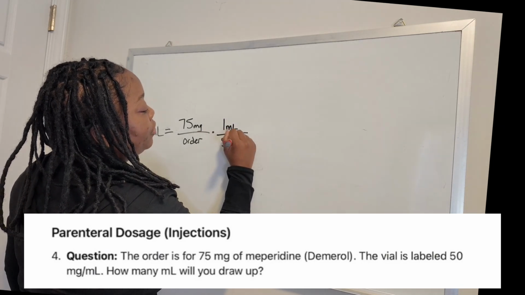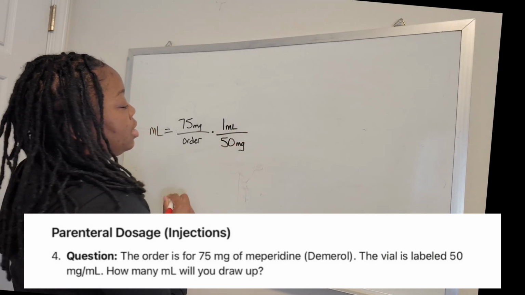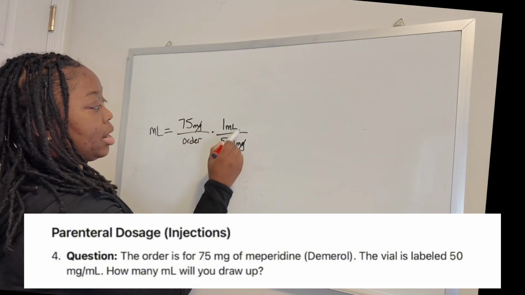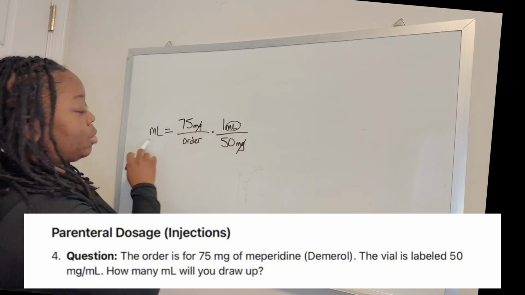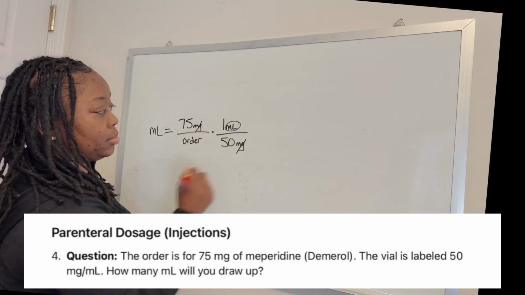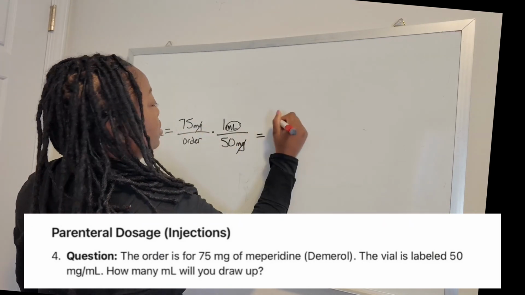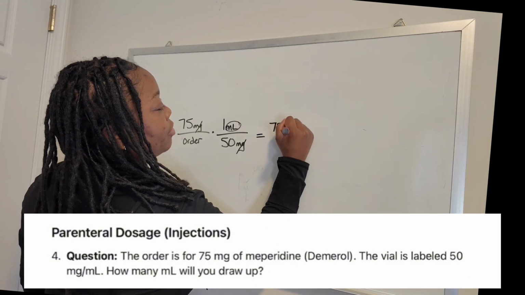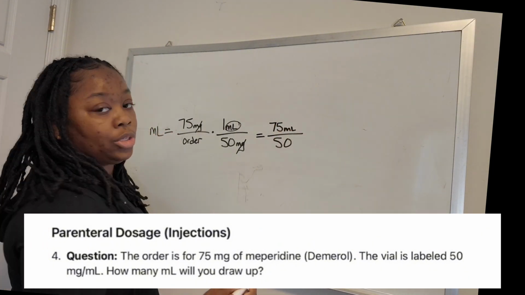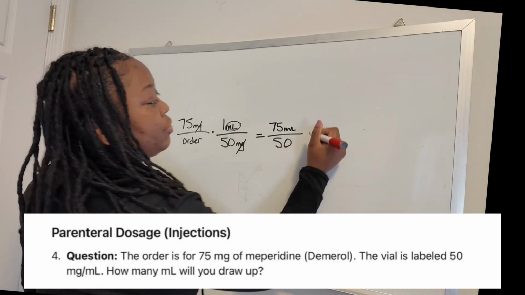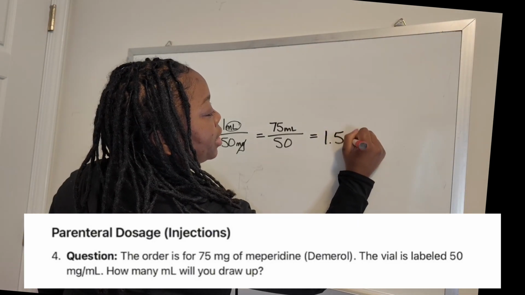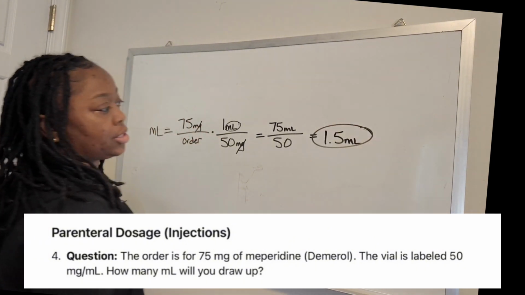over 50 milligrams. Now, since I flipped that, I can cancel out my milligrams, and I'm left with milliliters, which is what we need, right? So I multiply across and divide the bottom. This is going to be 75 milliliters over 50. And then when you divide the 75 by 50, you're going to get your answer, which is 1.5 mLs. And that's your answer for number 4.